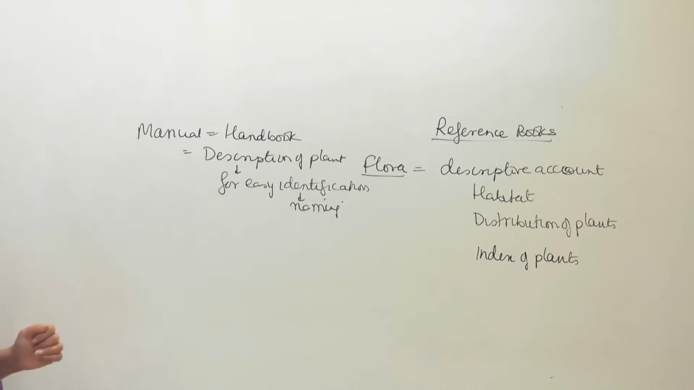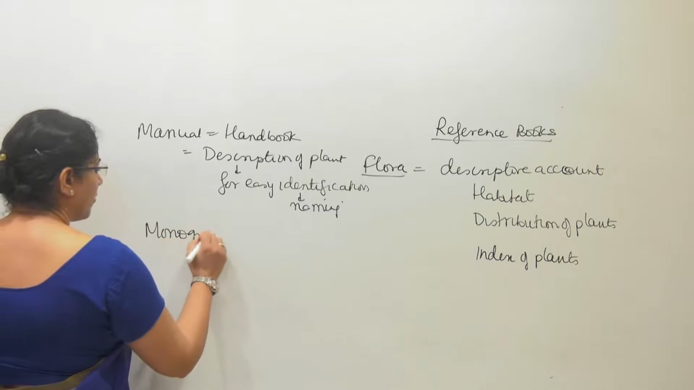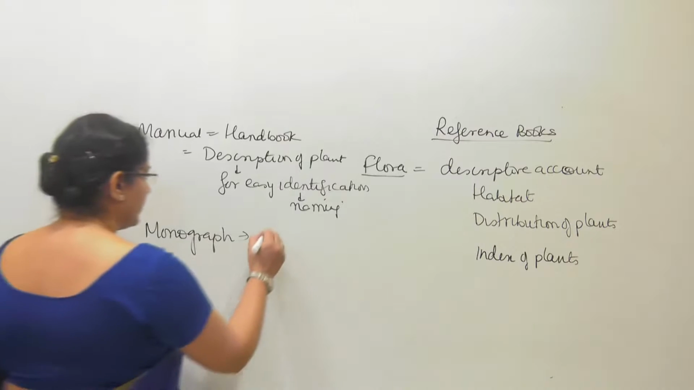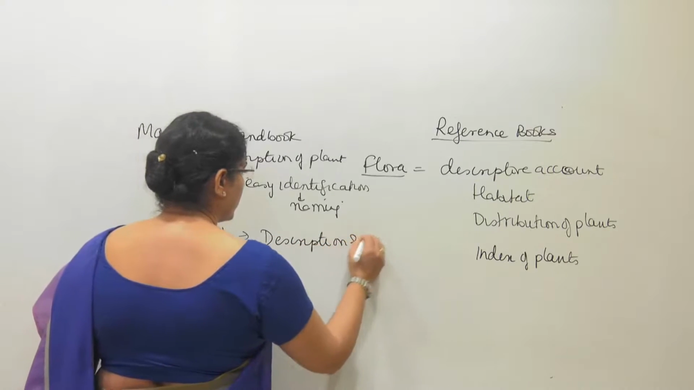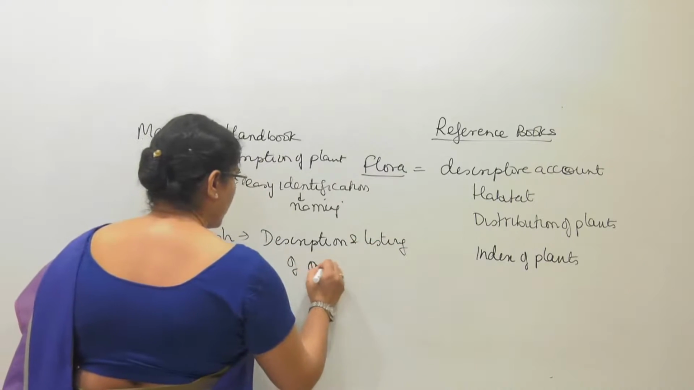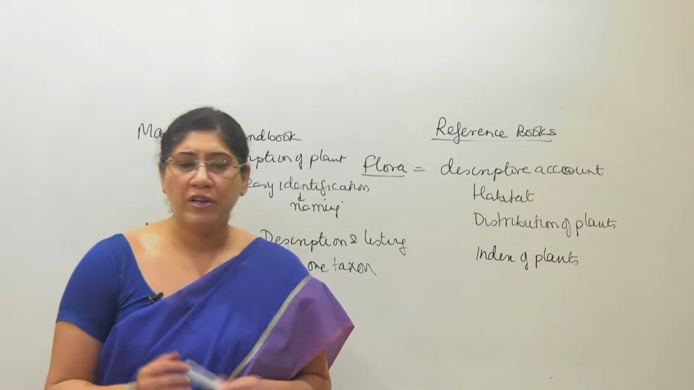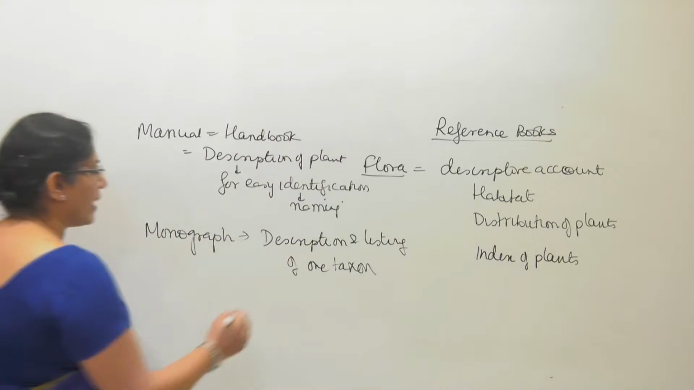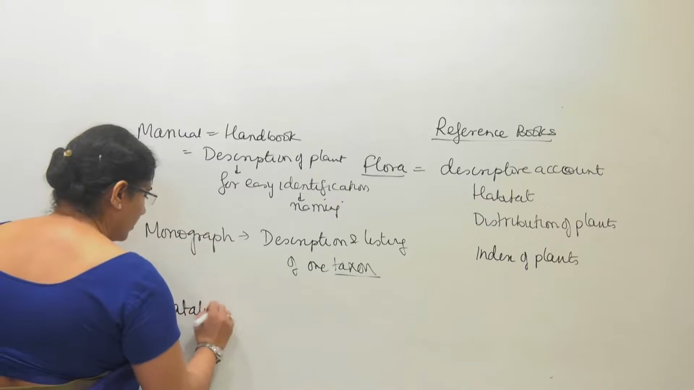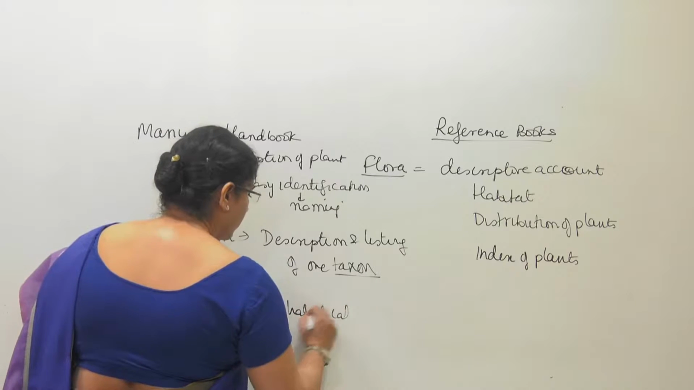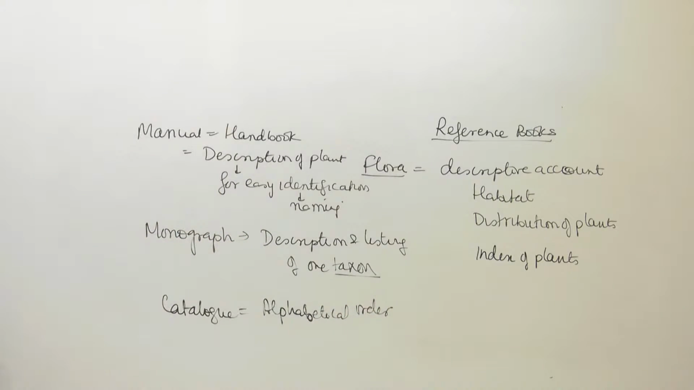If I want to study one particular taxon, I will use a monograph. A monograph will be used for description and listing of one taxon only. Taxon means it can be listing of family, order, class, species, anything, but for one taxon only. A catalog is basically arranging the plants in alphabetical order. An alphabetical order of arrangement of plants, that will be then called a catalog.